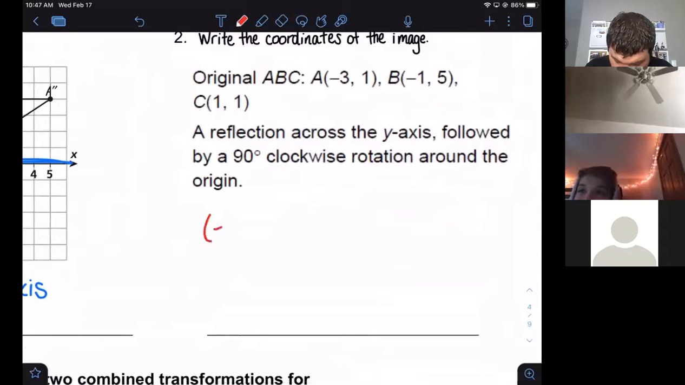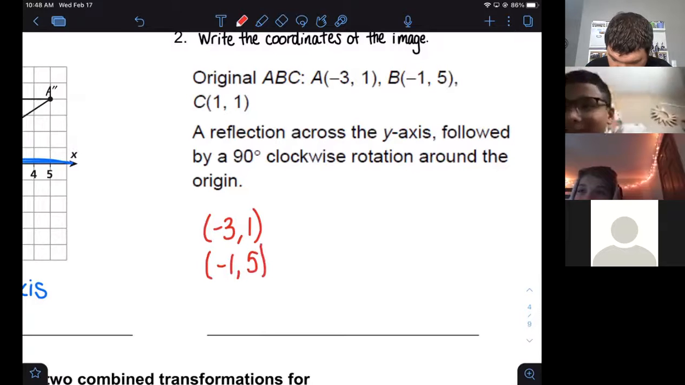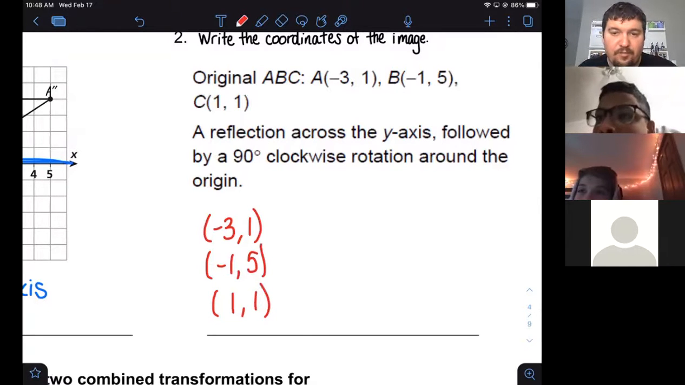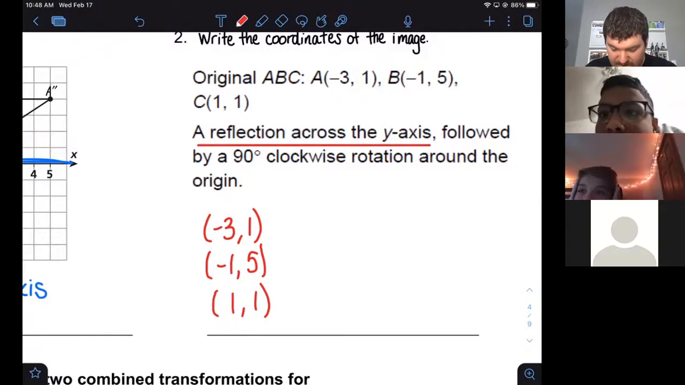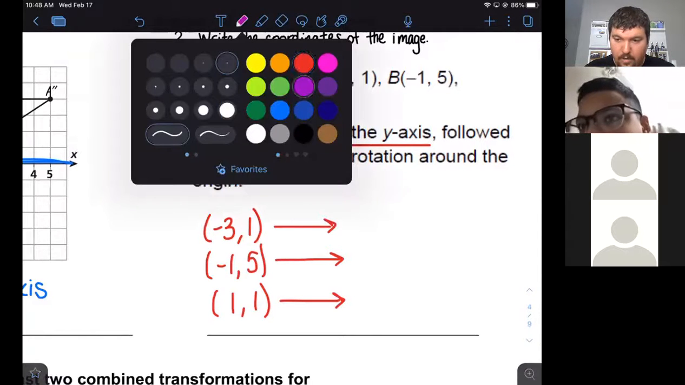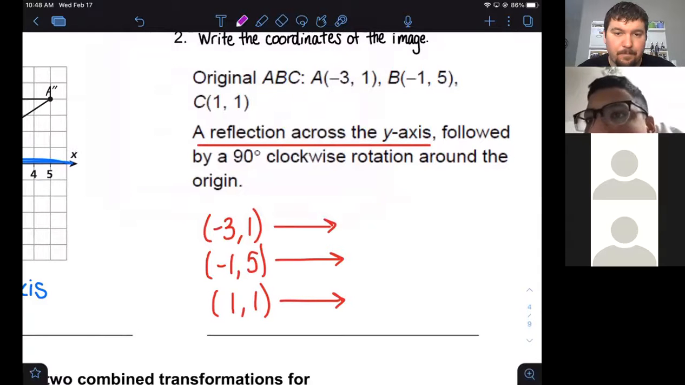The coordinates were -3, 1, -1, 5, and 1, 1. The first transformation we have here is a reflection across the y-axis. Can someone please tell me what that does to the coordinates? It takes the opposite of the x coordinate. Okay, does it flip them, Nuche? No. You're right, good. So I'm going to write -x, y to show that they were not flipped. I'm just taking the opposite x. I only need to write that on the top arrow.